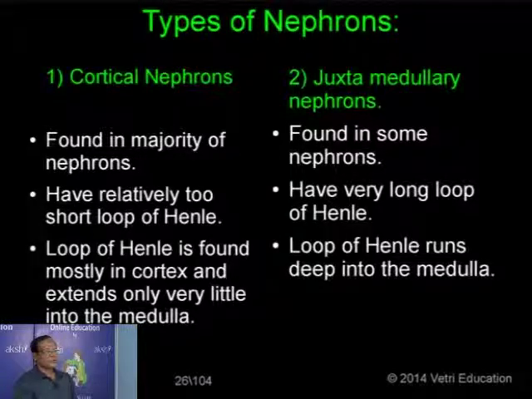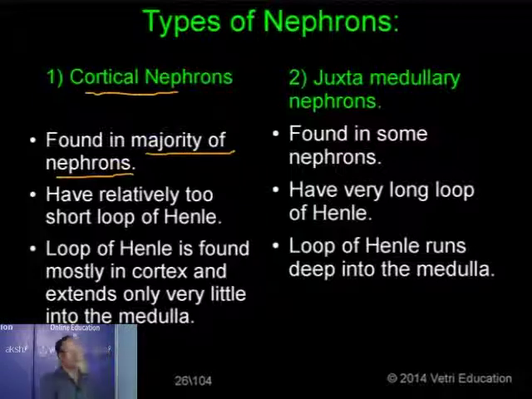Now we have two different types of nephrons. One is called the cortical nephrons, another one juxtamedullary nephrons. The most common type of nephrons are the cortical nephrons, that is number one, in the majority of the nephrons. And the other one is found only in some nephrons, not in all nephrons. So in the same kidney, some of the nephrons are cortical nephrons, some are juxtamedullary nephrons. So what is the main difference?